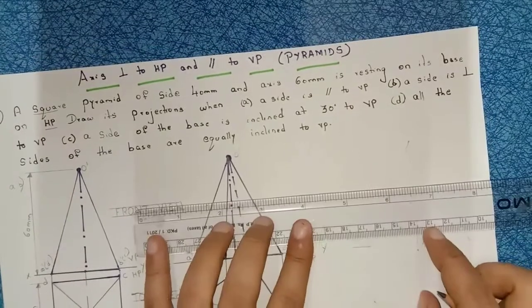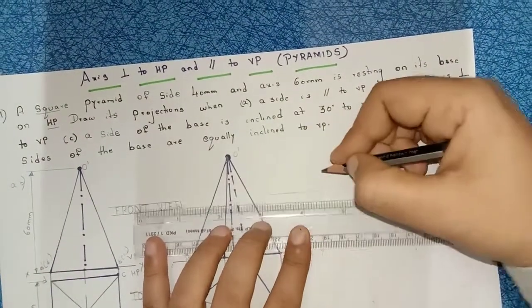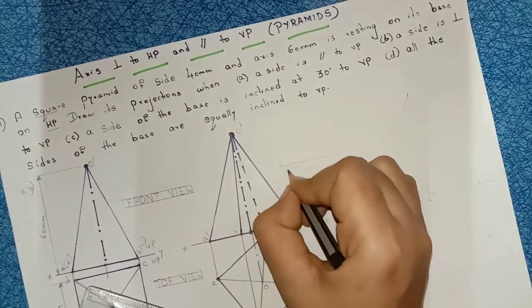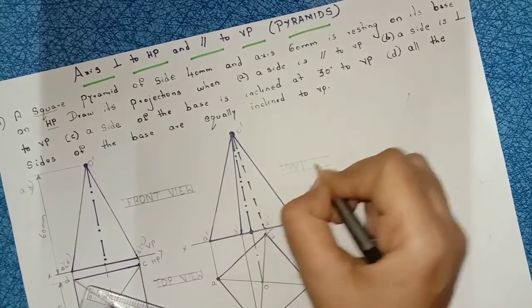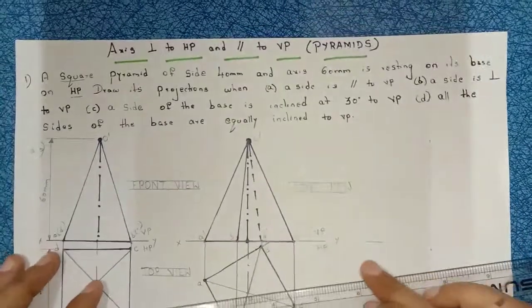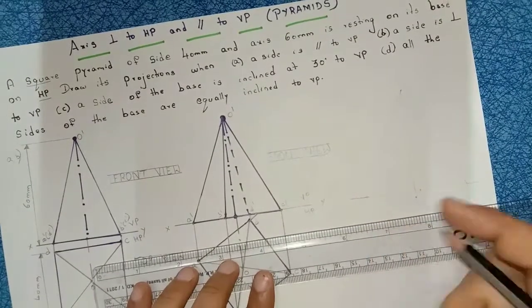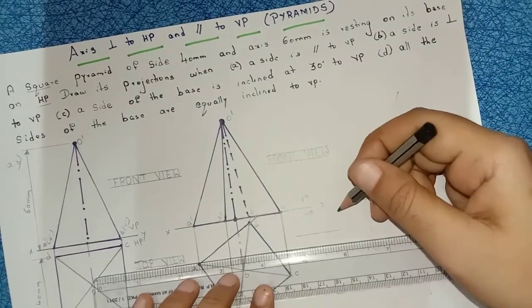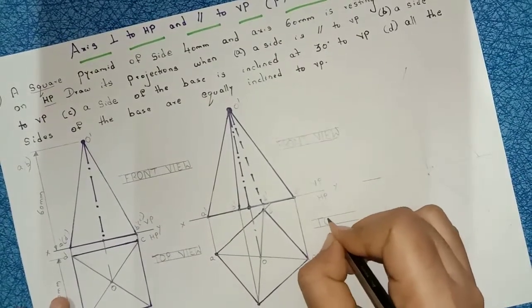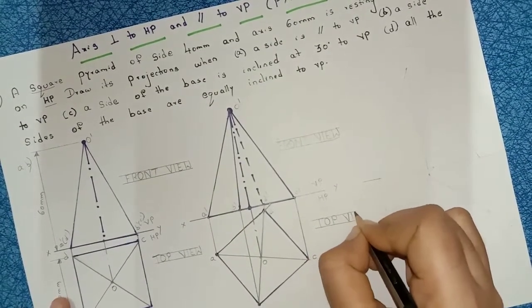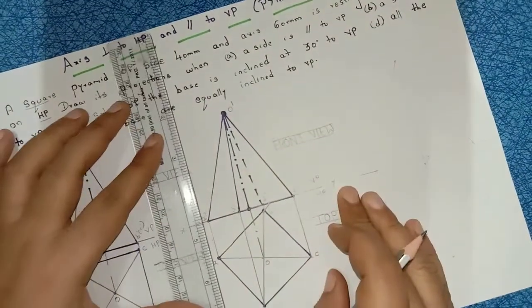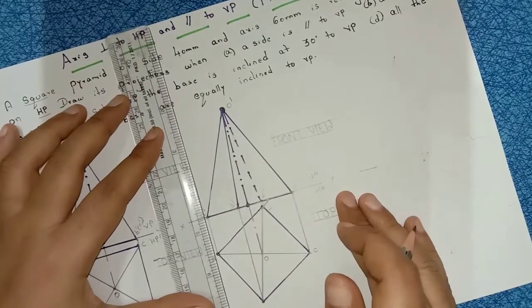After completion of your problem, above the reference line, take height 5 mm and write down, this is your front view. Below the reference line, take height 5 mm and write down, this is the top view, right? Don't forget to mark dimensions.